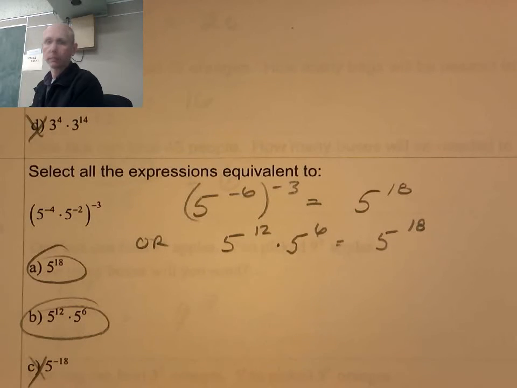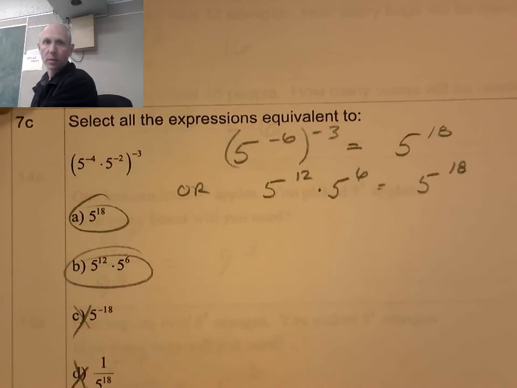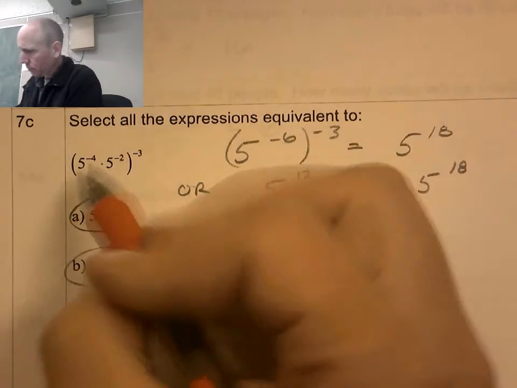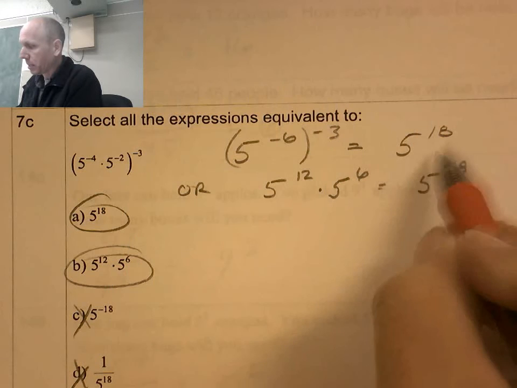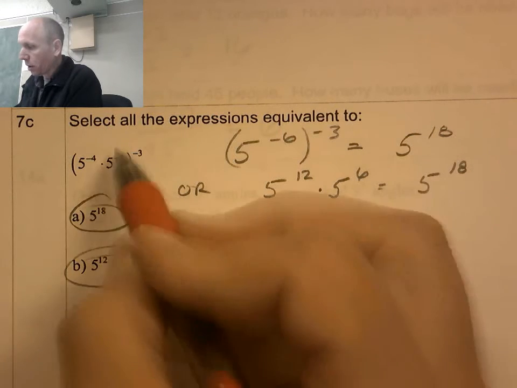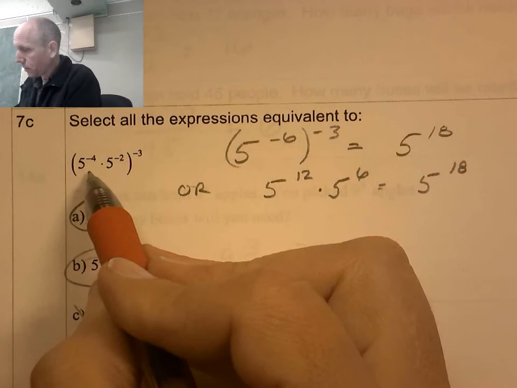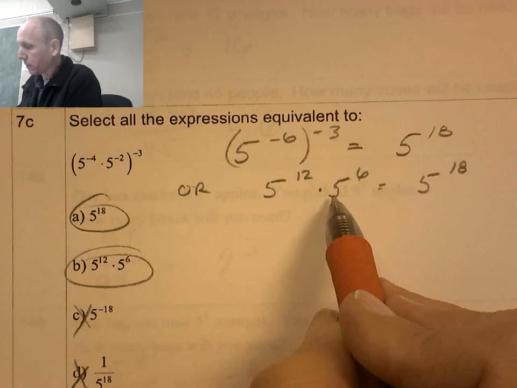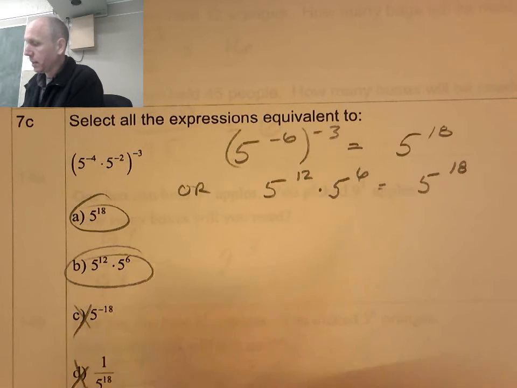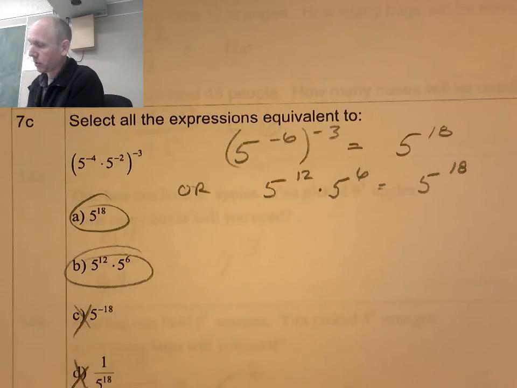Okay, let's do it again. This is 7C. Select all the equivalent expressions. So base, add, that becomes a negative 6. Power, multiply, that becomes an 18. Or this distribution that isn't really distribution, 5 to the 12th, 5 to the 6th, which is 5 to the 18. So I have 5 to the 18, that's an answer, and 5 to the 12, 5 to the 6 is an answer also.